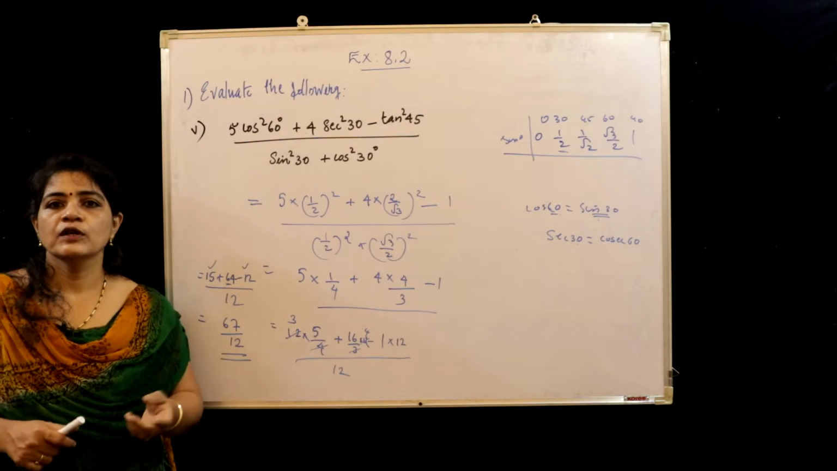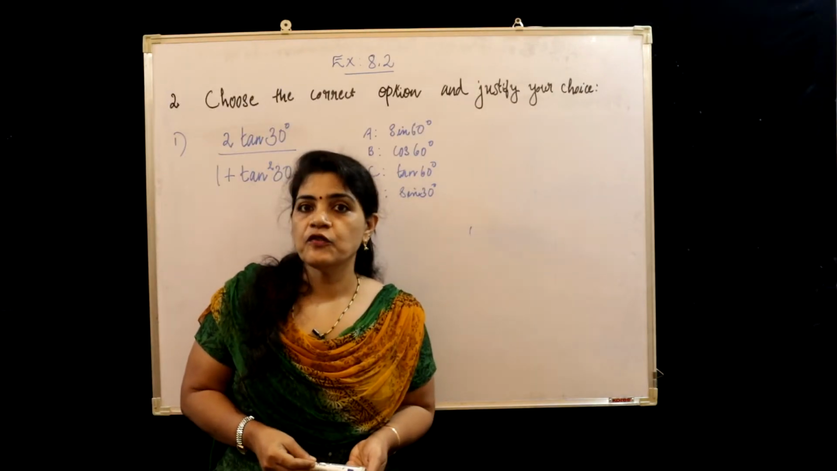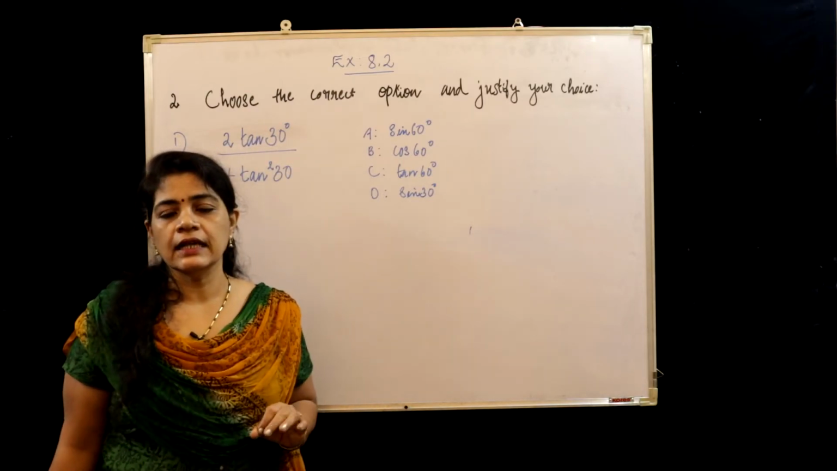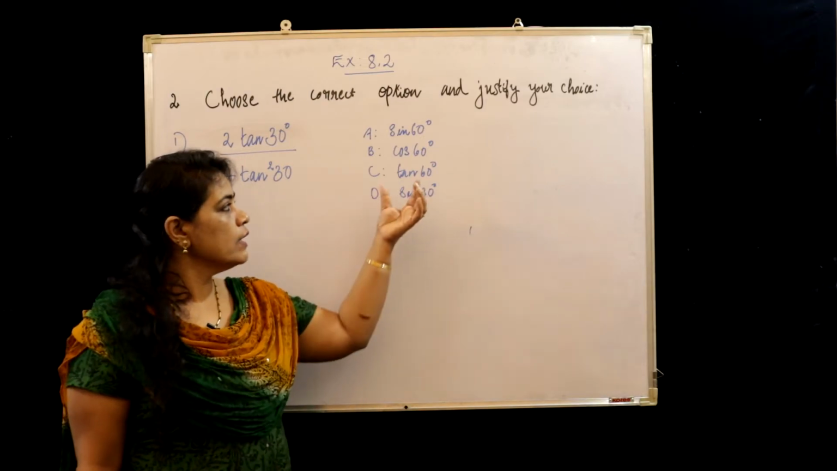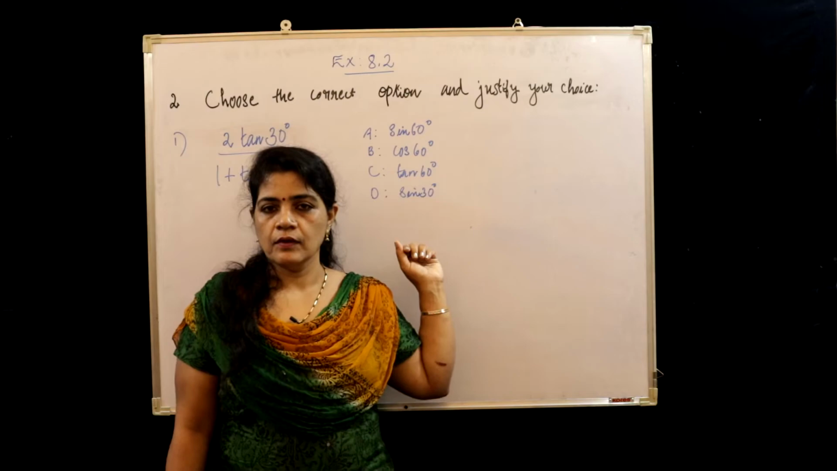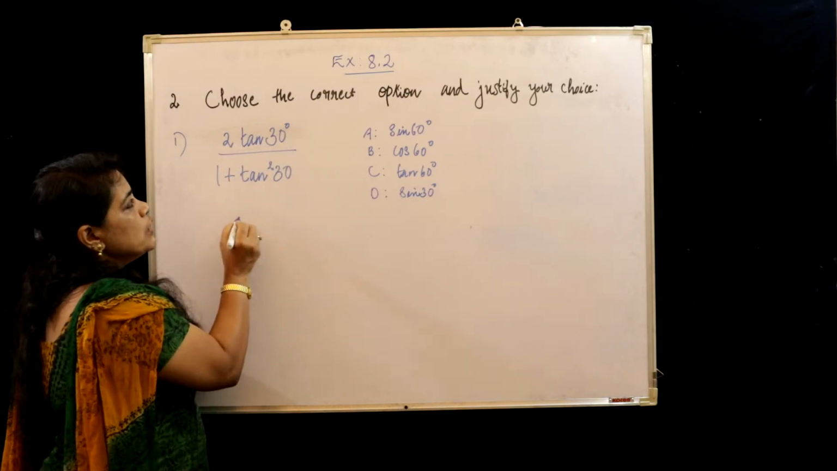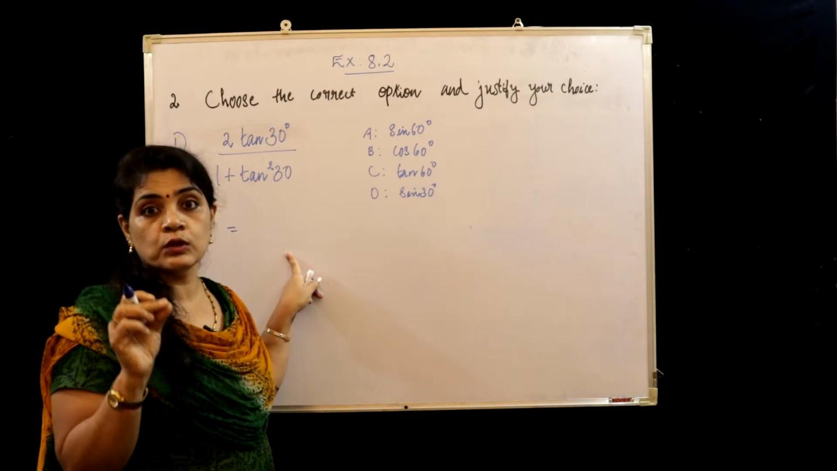Now we are moving to the second question. Here, choose the correct option and justify your choice. The question is 2 tan 30 divided by 1 plus tan square 30. We have been given 4 options. We can substitute the values, that is 2 into tan 30. What is the value of tan 30, children? That is 1 by root 3.